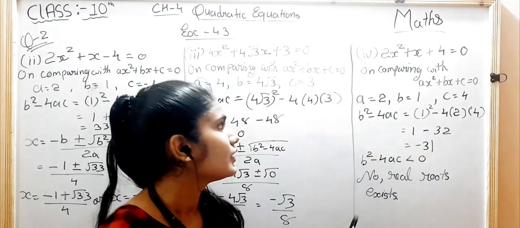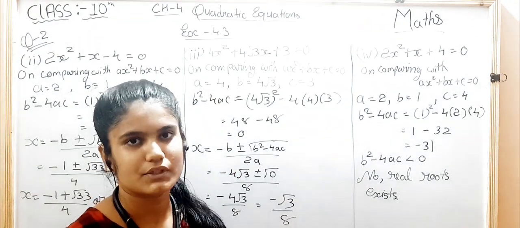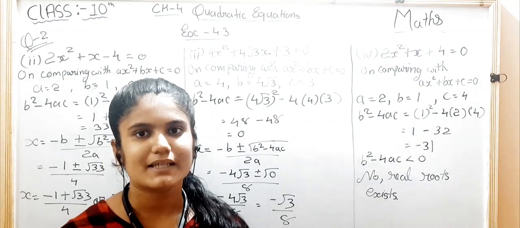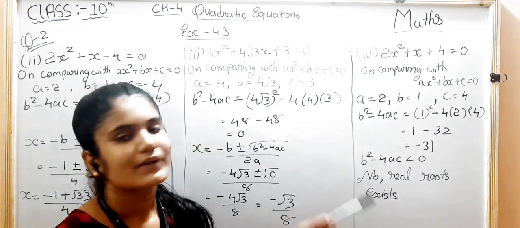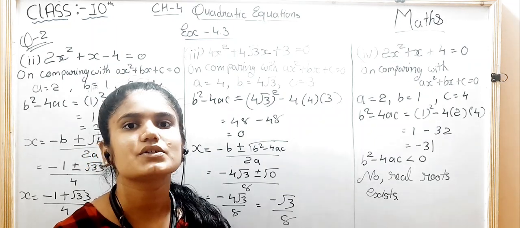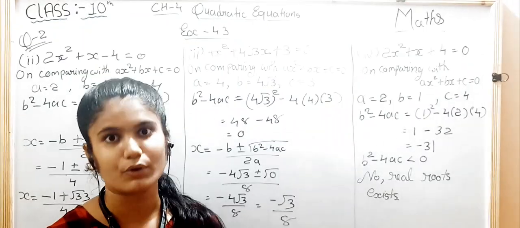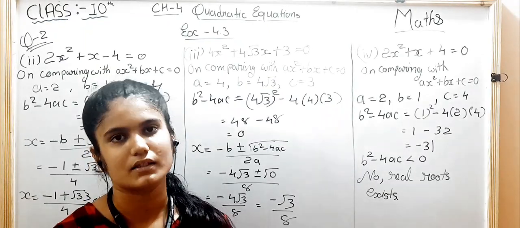In number 4, 2x square plus x plus 4 is equals to 0. Comparing this equation with ax square plus bx plus c is equals to 0, we get the values of a, b and c. Substituting these values in b square minus 4ac, we get the answer minus 31, which is less than 0. So no real roots exist here.